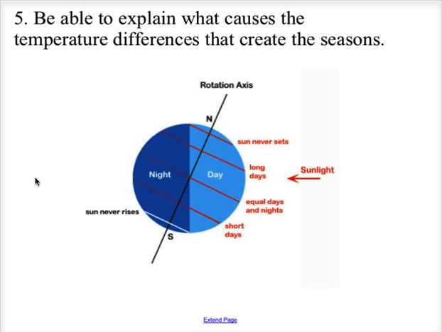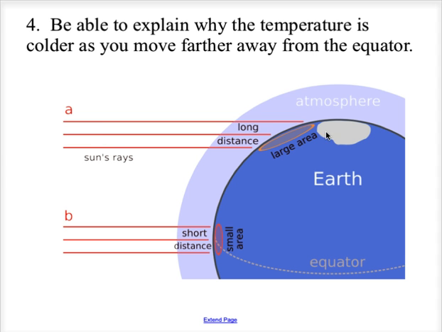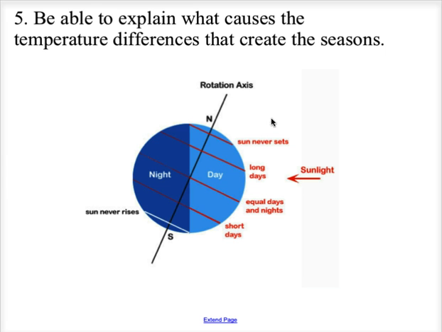Now, does this explain the seasons? Because you have to be able to explain what causes the temperature difference that creates seasons. No. What we saw here was that because of the angle or the curvature of the Earth, this doesn't receive as much light. But then theoretically, here in Wisconsin, we should just be colder year-round versus the equator. But we know that it gets warmer during the summer and it gets cooler during the winter. And the reason for that is because of the tilt of the Earth.